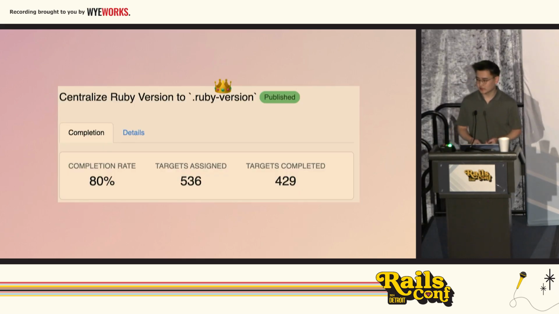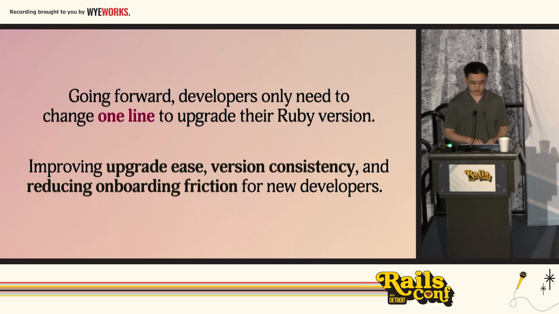We're still in the process of standardizing Ruby version definitions across all our apps, but so far reception has been great, and we've had little friction in migrating both Ruby apps and gems alike to the Ruby version standard. Going forward, developers just need to change one line to upgrade their Ruby version, improving upgrade ease, version consistency, and reducing onboarding friction for new developers.